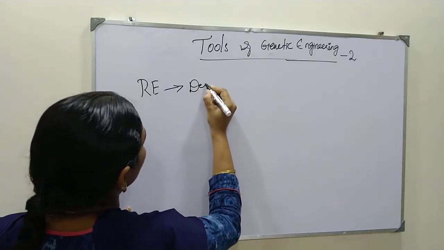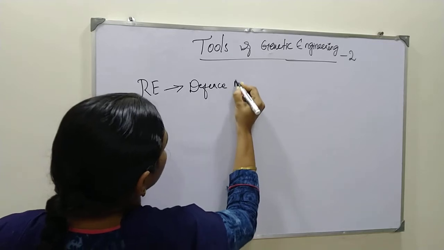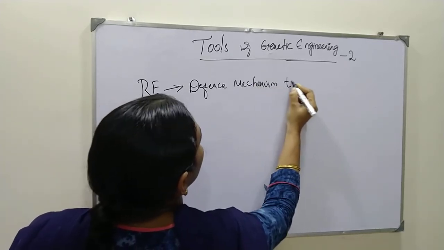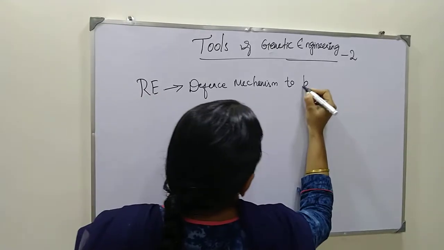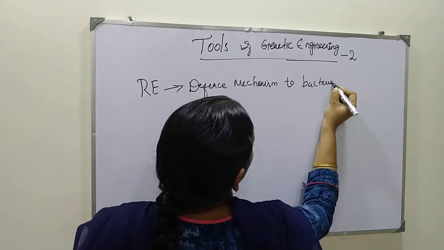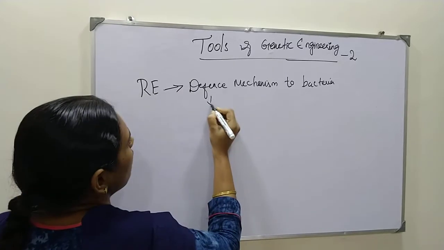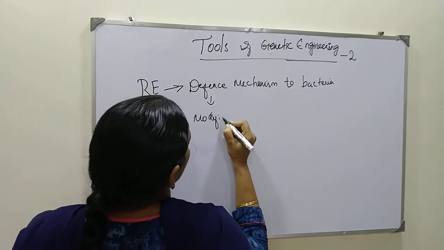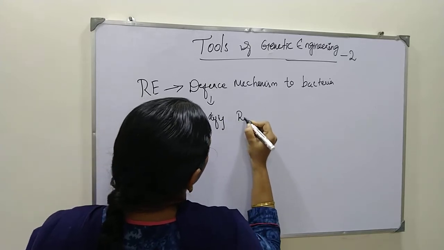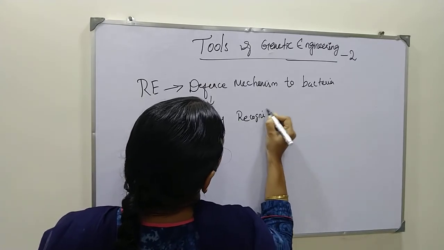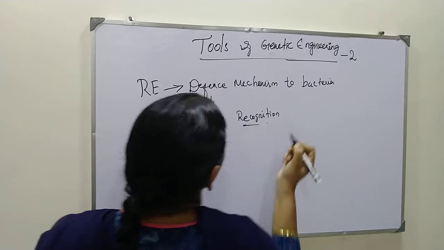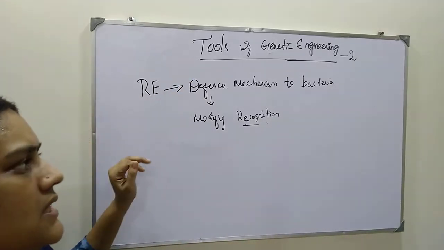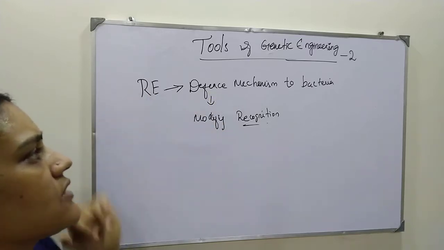This restriction endonuclease enzyme actually gives a defense mechanism to the bacteria. It gives a defense mechanism, meaning it modifies the recognition of the bacteria, so that it is called a defense mechanism.